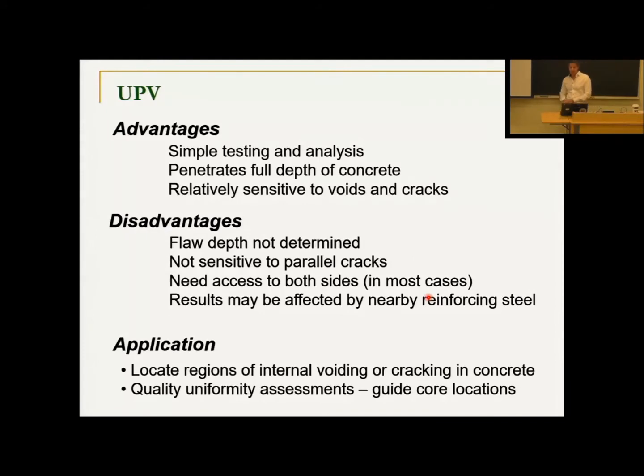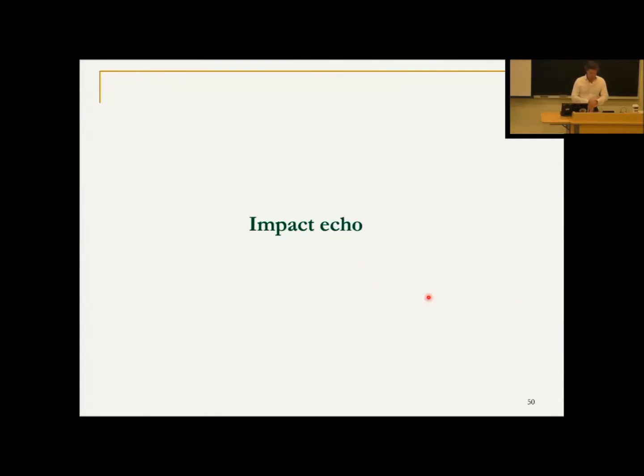But nevertheless, it is good in a relative measurement within a single unit to find internal voiding or cracking, or weak zones, or general uniformity of the material. So as a relative measure in one structure, it is quite effective. Now, the next method that I'll talk about is impact echo.